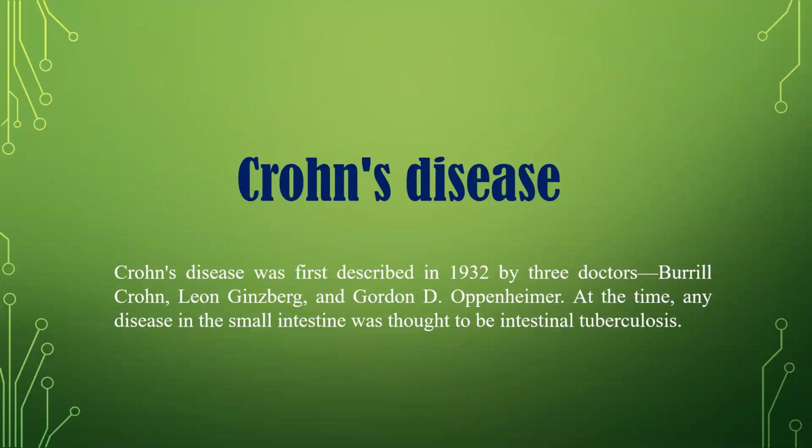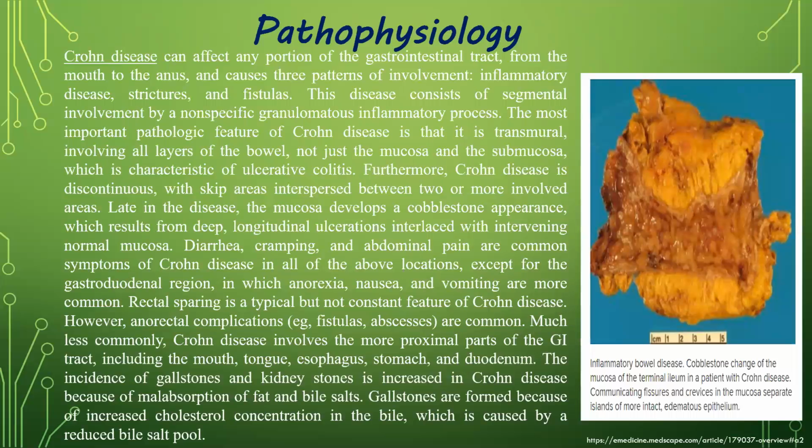Crohn's disease was first described in 1932 by three doctors, Burrill Crohn, Leon Ginzburg, and Gordon Oppenheimer. At the time, any disease in the small intestine was thought to be intestinal tuberculosis. Crohn's can affect any portion of the gastrointestinal tract from mouth to anus and causes three patterns of involvement: inflammatory disease, strictures, and fistulas. The disease consists of segmental involvement by a nonspecific granulomatous inflammatory process.